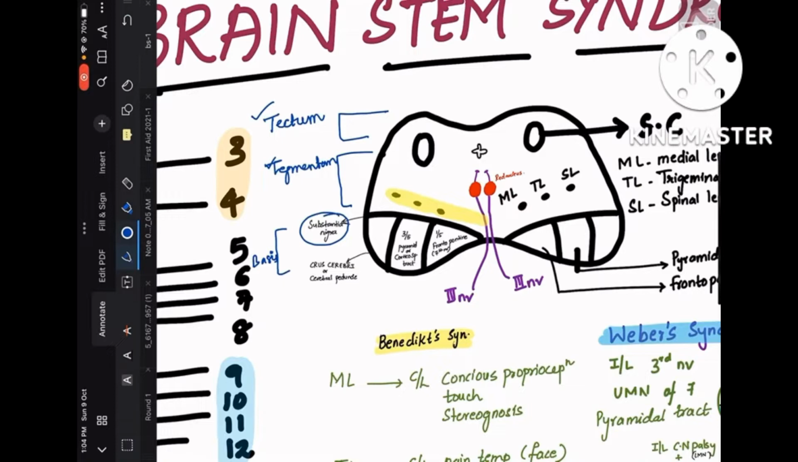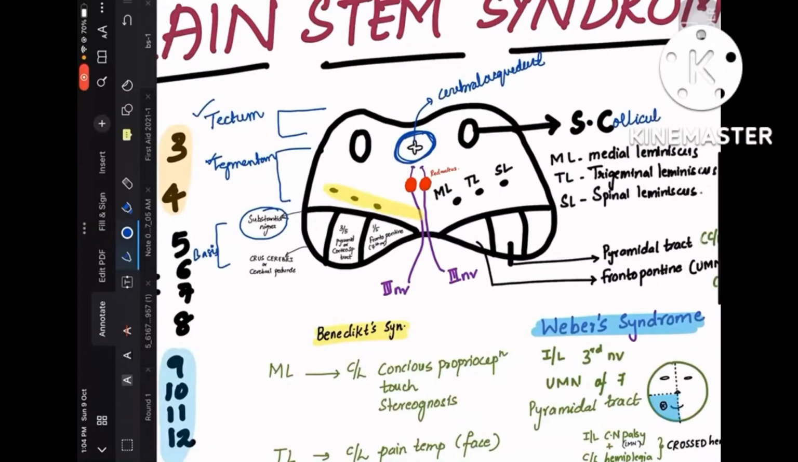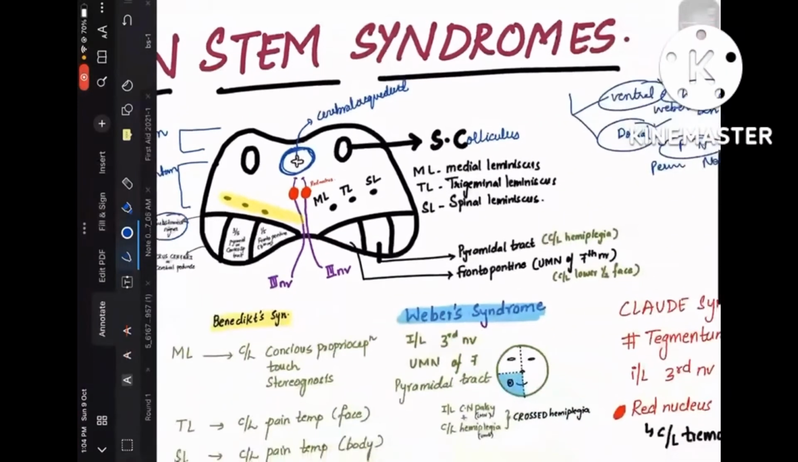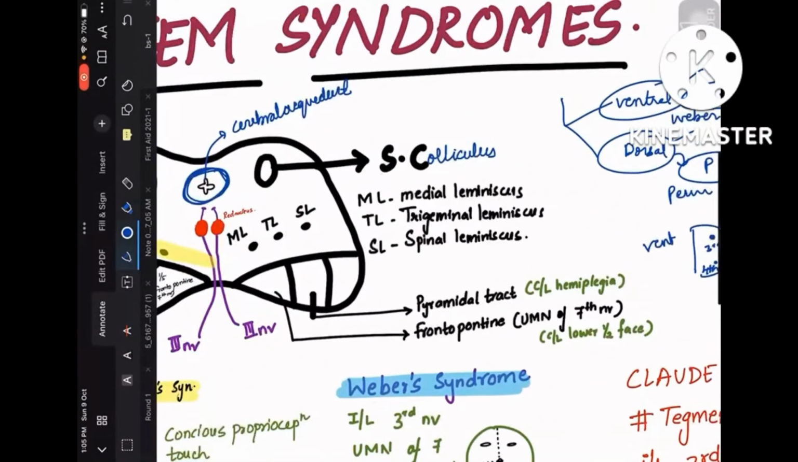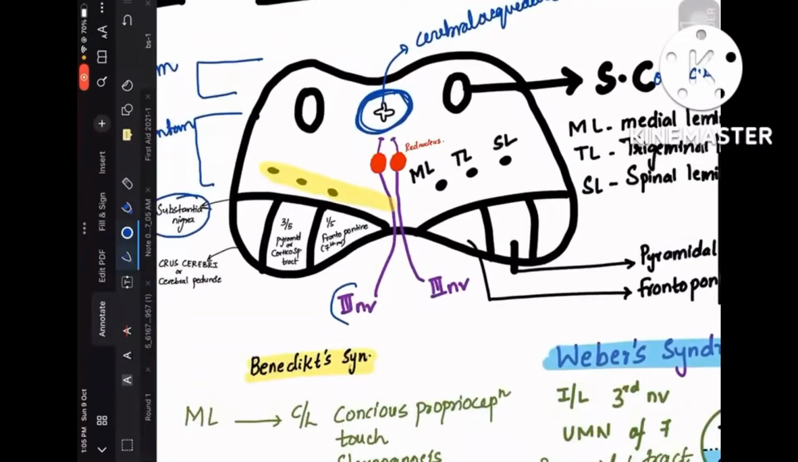Coming to the other labelings, this is the cerebral aqueduct. Here you have the periaqueductal grey matter, and this is labeled as SC, which is the superior colliculus. One thing you need to remember: if this is the midbrain, this is the ventral side and this is the dorsal side. So you have two colliculi on the dorsal side, one is the superior colliculus and another is the inferior colliculus. At the level of the superior colliculus, you have the third cranial nerve nucleus, whereas at the level of the inferior colliculus, you have the fourth cranial nerve nucleus. Remember that point. Since it is at the level of the superior colliculus, the nerve arising from here is the third nerve, from the third nucleus.